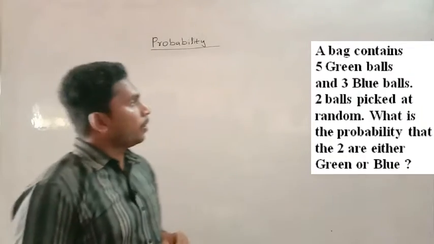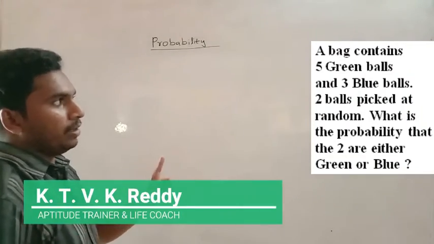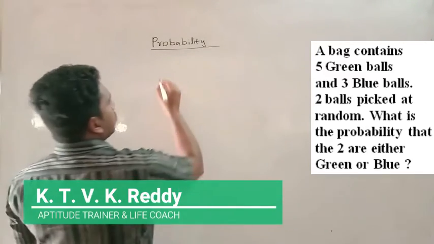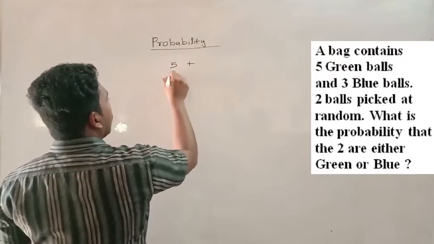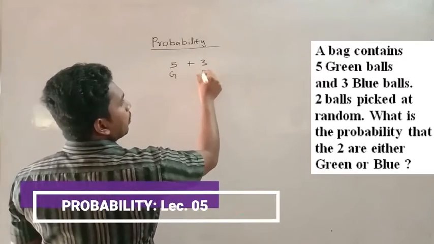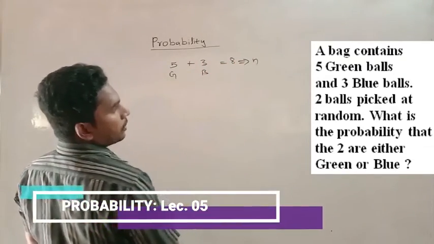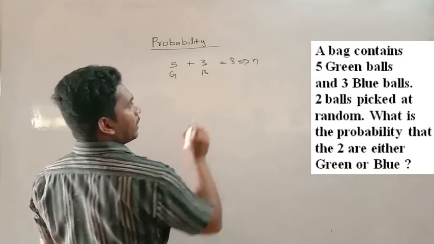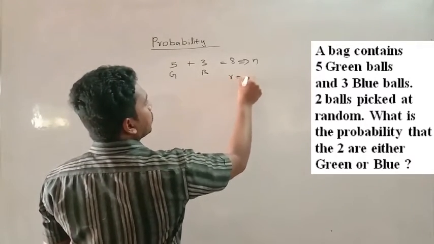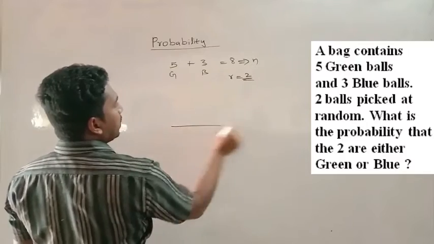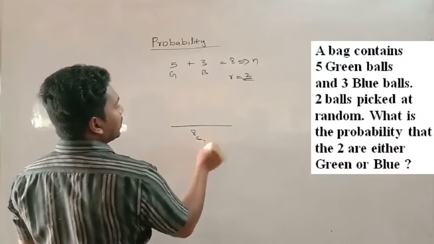Now we solve another problem. A bag contains 5 green balls and 3 blue balls. So 5 green and 3 blue balls, in total 8 balls are there. 2 balls are picked at random, so r will be equal to 2. So in the denominator it is 8C2.